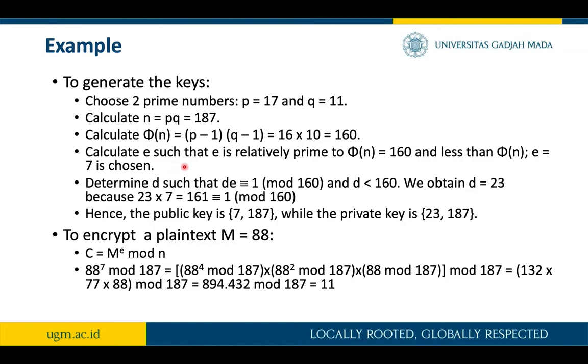We then choose E such that E is relatively prime to Cn. And it must be less than Cn as well. For example, we choose 7 here. 7 is relatively prime to 160. And then after that, we need to calculate T such that T times E equals 1 modulo 160. So T here is the inverse of E modulo 160. From discrete mathematics, you already know how to calculate the inverse of a number modulo 160 in this case. So we obtain here T is 23.